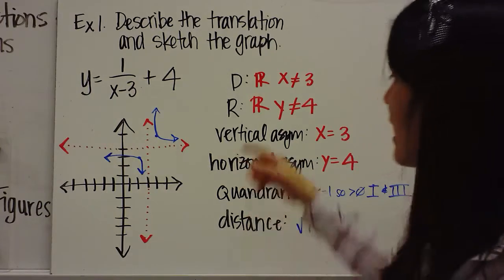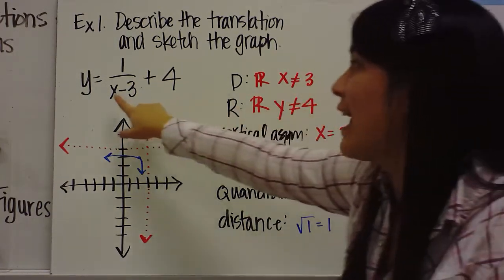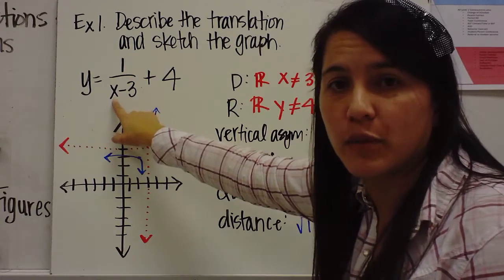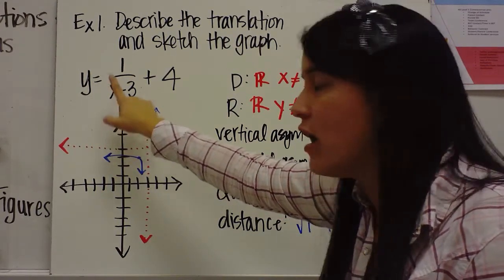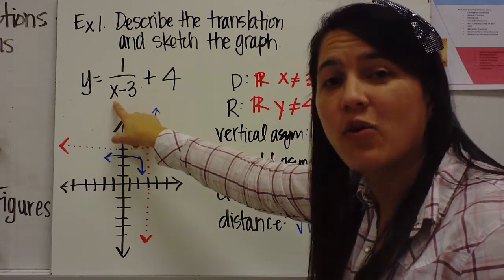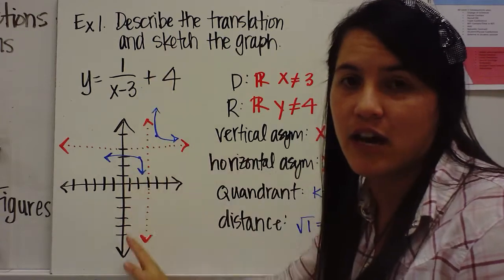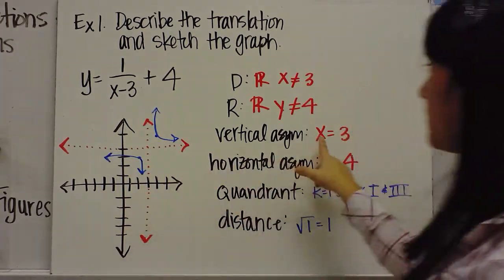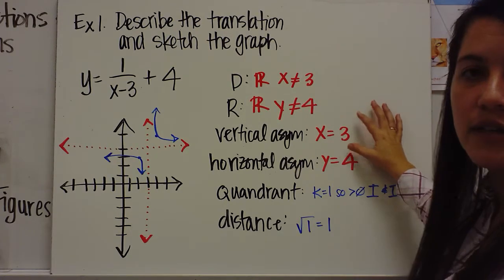So the domain of our function is all reals except 3. We cannot have a 3 right here, because if you were to put a 3 in here, 3 minus 3 is 0, and remember we can't have a 0 in the denominator. So the domain is all reals except for 3, and notice that's why we have an asymptote at x equals 3. Wherever the domain is, the vertical asymptote is x equals 3.